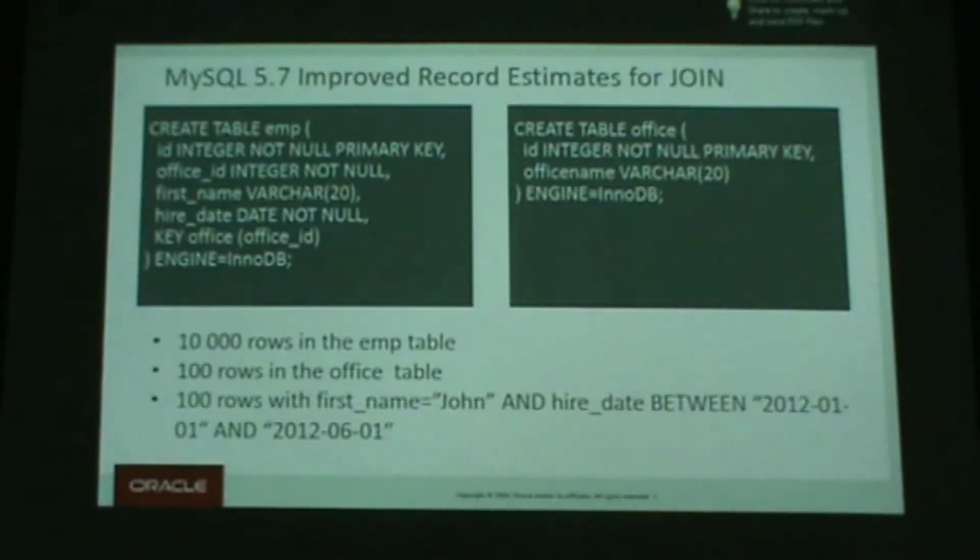How do you know that multiplication, the condition filter? Say for example, okay, I will just give you the example. So these are the 2 tables. The employee table has 10,000 rows, and office table has 100 rows. And for now you just forget about the where condition.